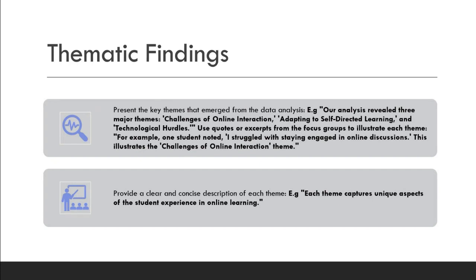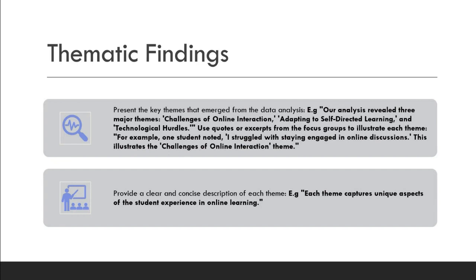Another one would say, this illustrates the challenge of online interaction. So for adapting to technological hurdles, someone might have said, I kept dialing in and out because my network was bad. I always get kicked out of my online class. So that would be another technological hurdle for that specific person within your group.